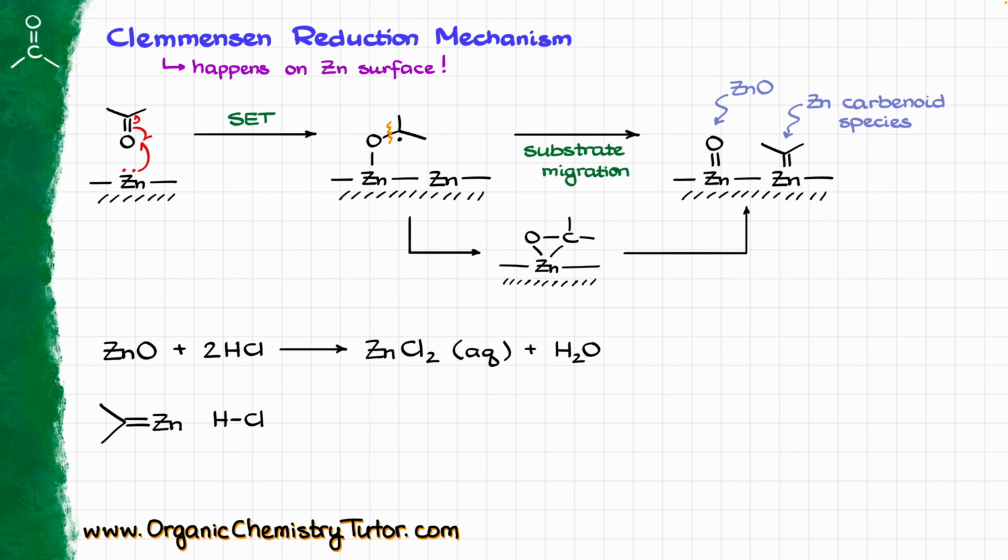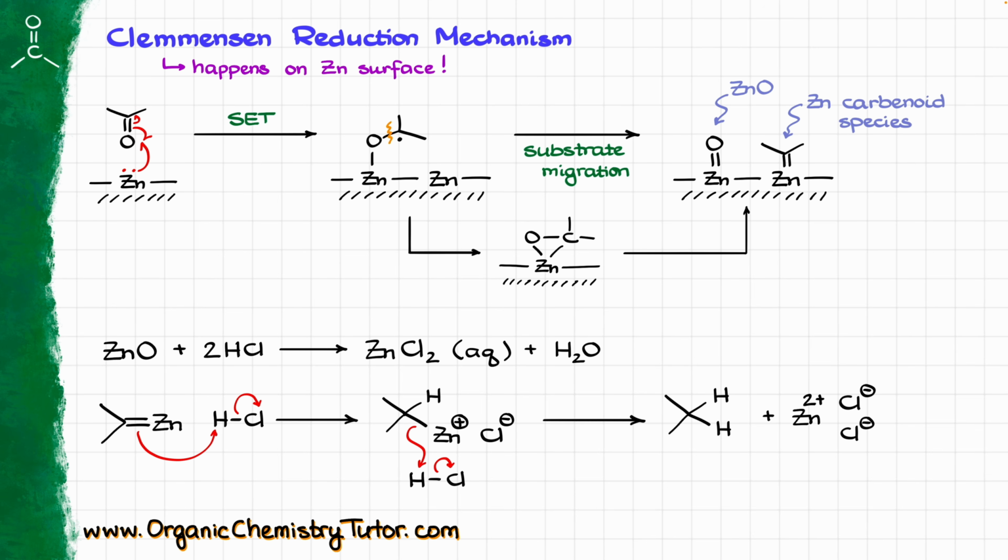And the other part of this mechanism involves our zinc carbenoid, where the zinc carbenoid is going to grab the proton from our hydrochloric acid floating around, giving us the following intermediate. Then it's going to happen one more time, giving us our final product, the zinc cation and a couple of chloride anions floating around, so I can rewrite that as zinc chloride.